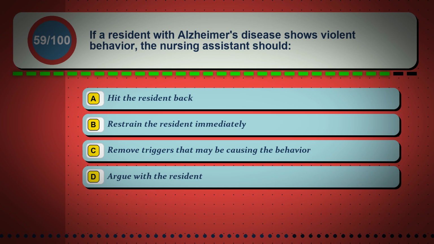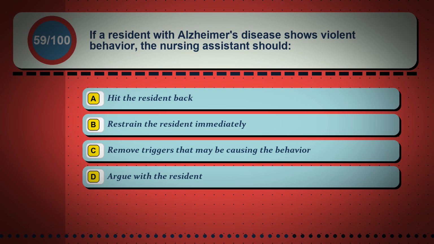Question 59. If a resident with Alzheimer's disease shows violent behavior, the nursing assistant should Option A. Hit the resident back. Option B. Restrain the resident immediately. Option C. Remove triggers that may be causing the behavior. Option D. Argue with the resident.